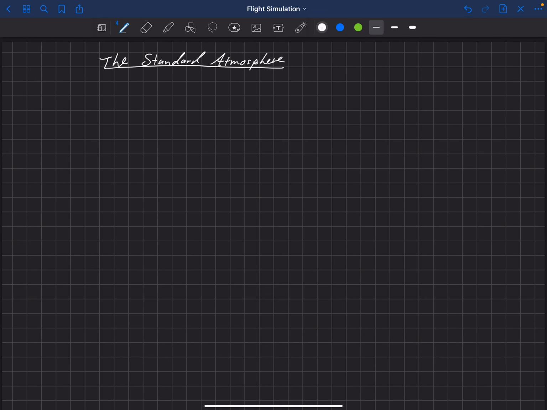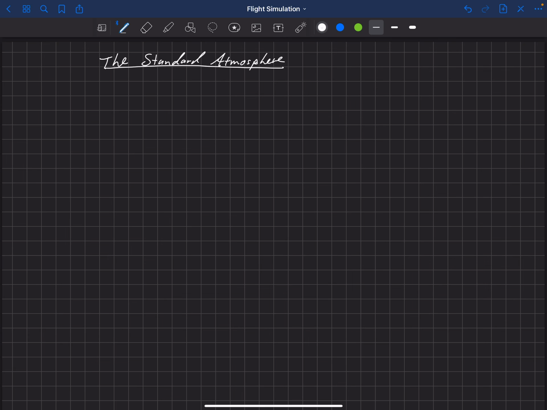So let's talk about the standard atmosphere. Now, the standard atmosphere is a very important concept in aeronautics and in flight simulation. We all recognize that the atmosphere or the weather is different every day, and it varies by location on the Earth, and whether it's daytime or nighttime, different storms passing through. So anyway, it's constantly in flux.